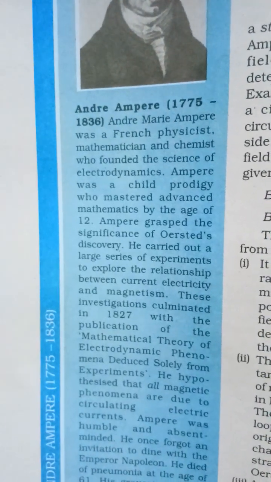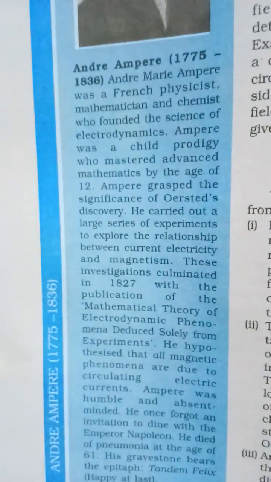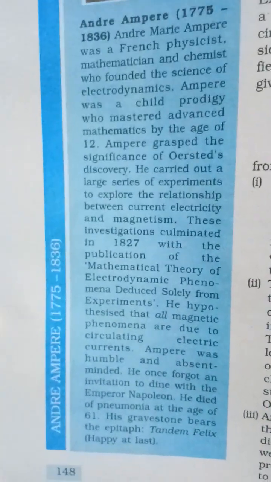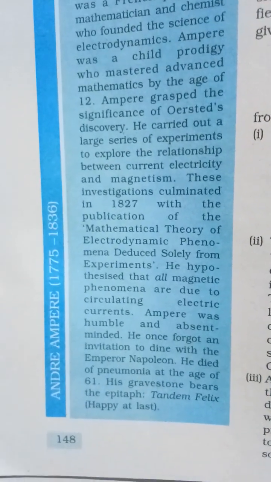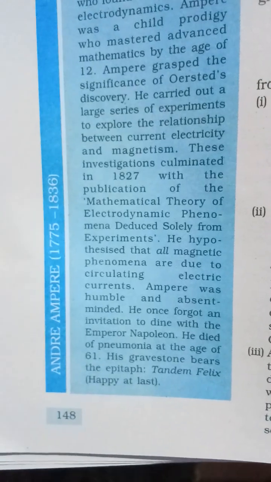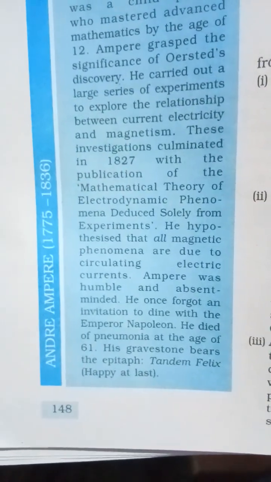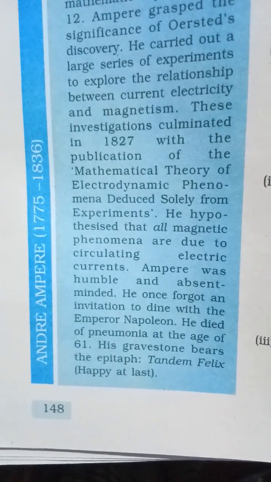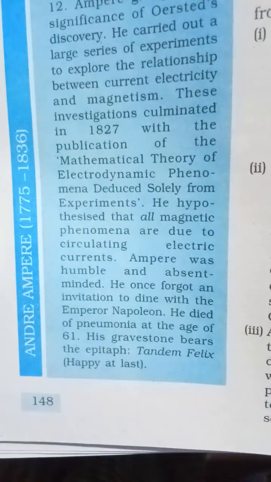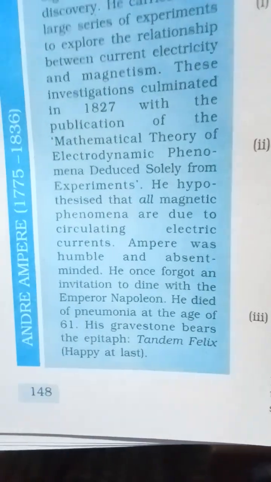He carried out a large series of experiments to explore the relationship between current, electricity and magnetism. These investigations culminated in 1827 with the publication of the mathematical theory of electrodynamic phenomena, deduced solely from experiments. He hypothesized that all magnetic phenomena are due to circulating electric currents.